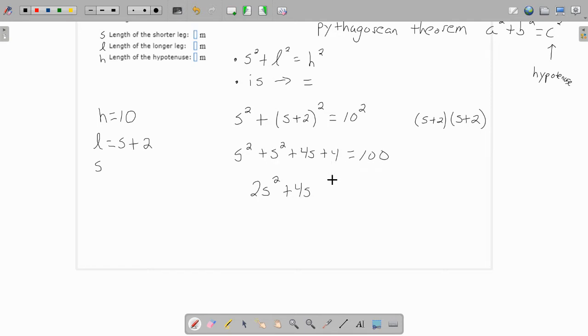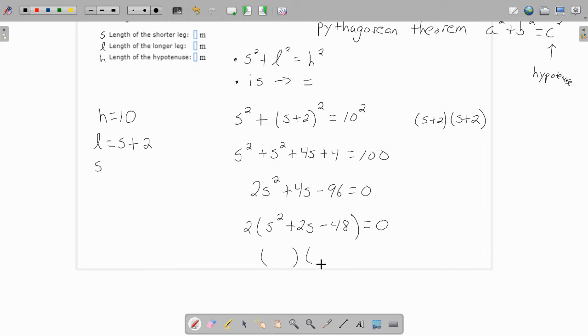And then you subtract 100 from both sides, minus 96 equals 0. Okay, to make this factor much easier, there's a GCF here. 2 goes into everything, so take out your 2, and it'll make factoring much easier. And 96 divided by 2 is 48. Okay. So when we factor, we can kind of ignore this 2. This 2 equals 0 doesn't mean anything to us.